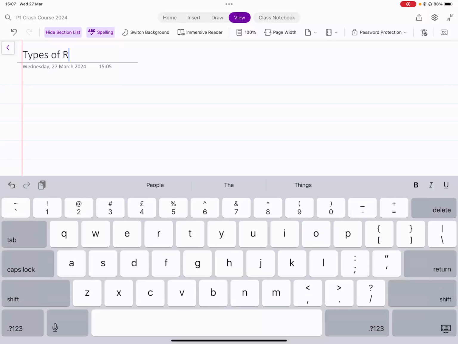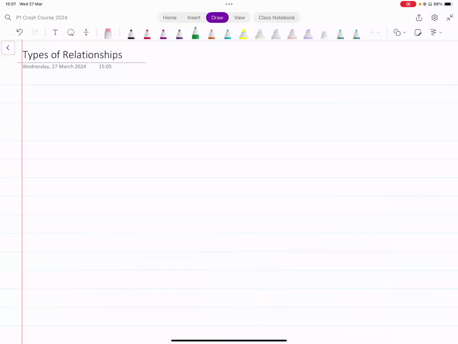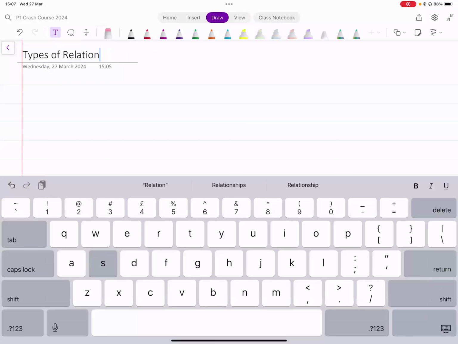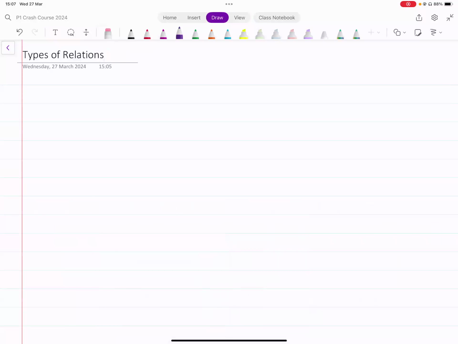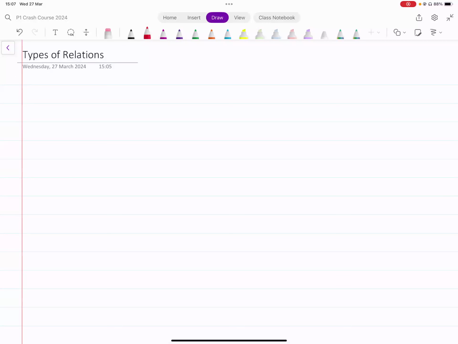Now, for that, you first need to know something that we call types of relations. Not relationships, types of relations. So mathematical relations. Okay, types of mathematical relations. There are basically four different categories that we divide mathematical relations in, and they look like this.